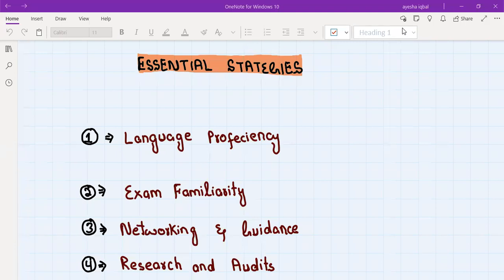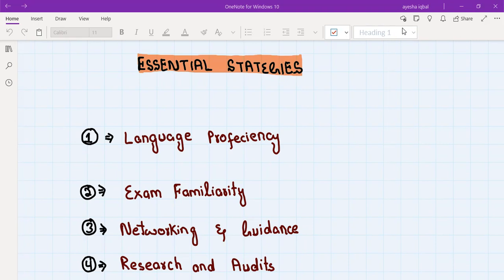possible. So, for those who do not know, Plab is basically a short form for Professional and Linguistic Assessment Board, which is a series of exams that you are required to pass in order to get registration with the UK's Medical Council, which is known as General Medical Council, and to get your license to practice in the UK.